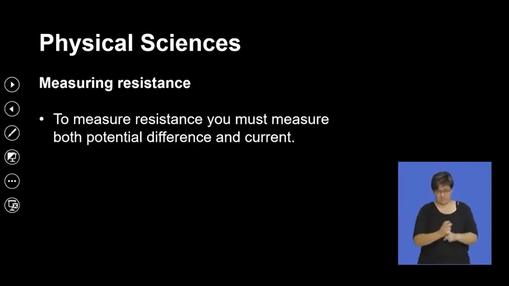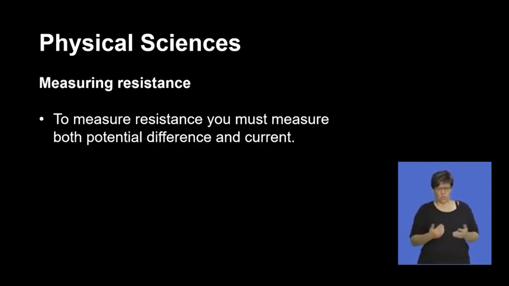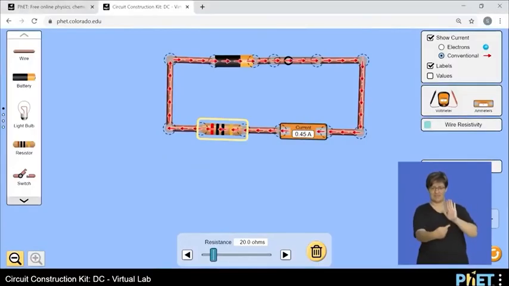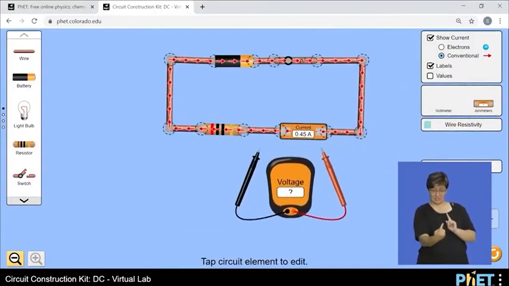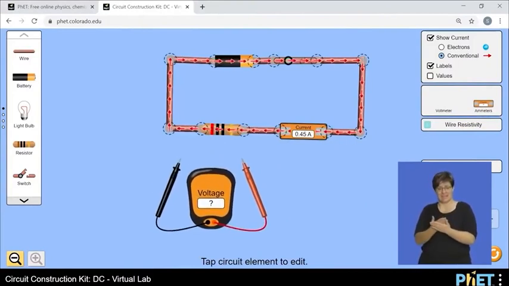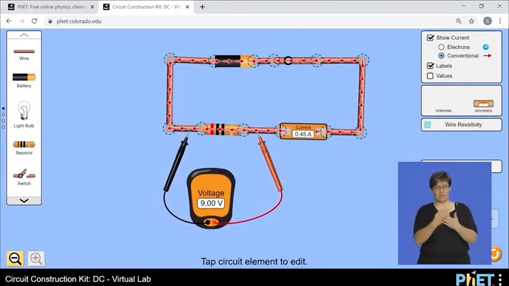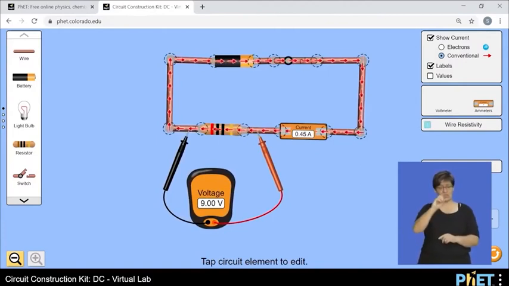Okay, so when a component has high resistance, there is more energy transformed when charges move through that particular component. Right, okay. Now, measuring resistance in practice, how do we measure resistance? We need to ensure that we measure the potential difference and current through that resistor. So if we can quickly go back to that simulation, we are able to measure the potential difference across the resistor. In this case, our potential difference is 9 volts, and the current that passes through that resistor is 0.45.